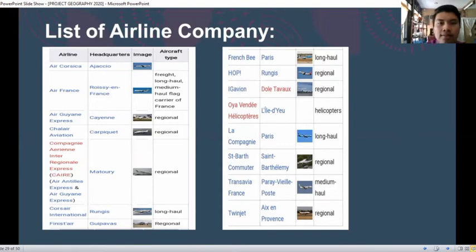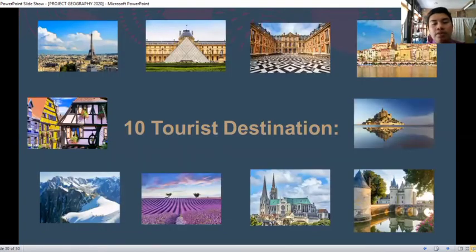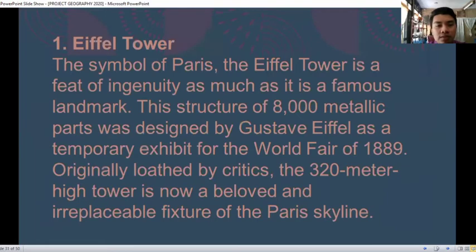Next we have 10 tourist destinations of France, meaning the places the tourists would certainly come to when they go to France. First, we have the Eiffel Tower.